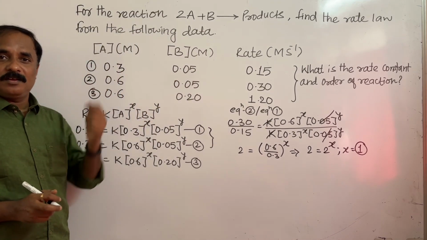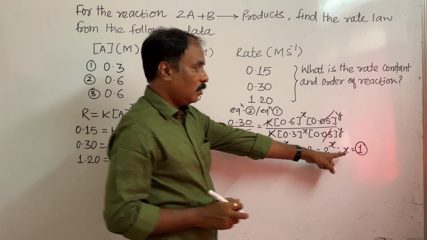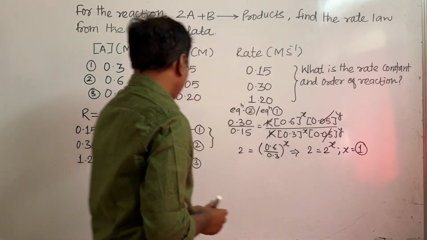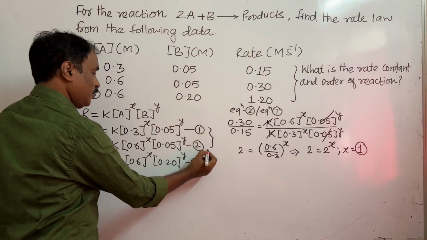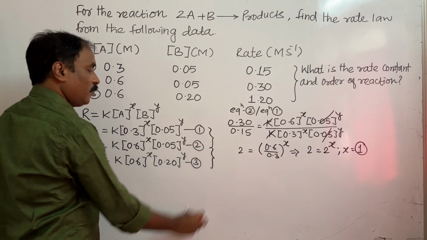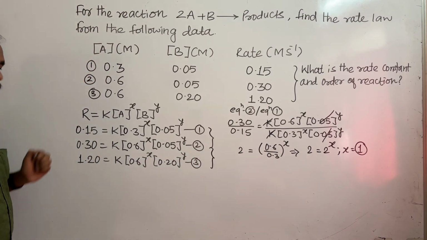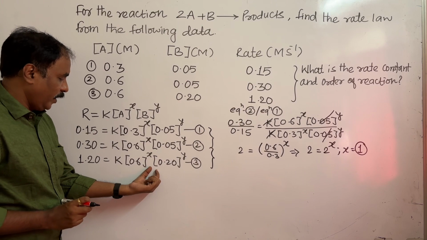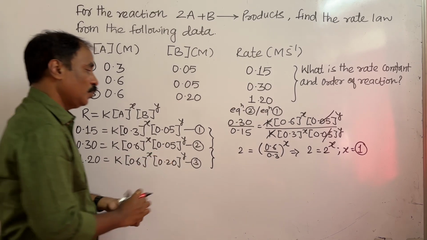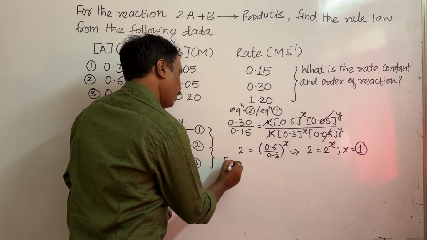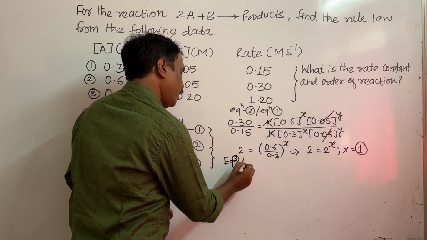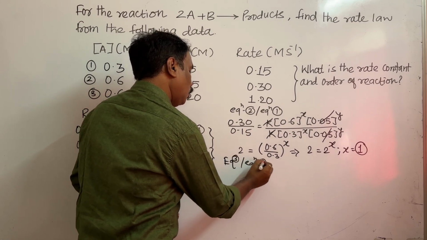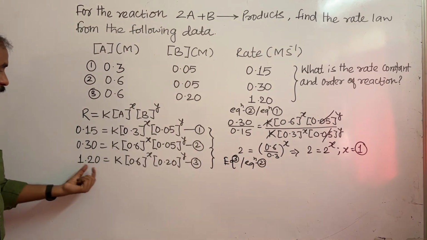Concentration of A. Here x is equal to what? First. Now consider these two equations, equation number 2 and equation number 3. I will divide equation 3 by equation 2. So simple operation, equation 3 by equation 2. In equation 3, what is the rate of reaction?